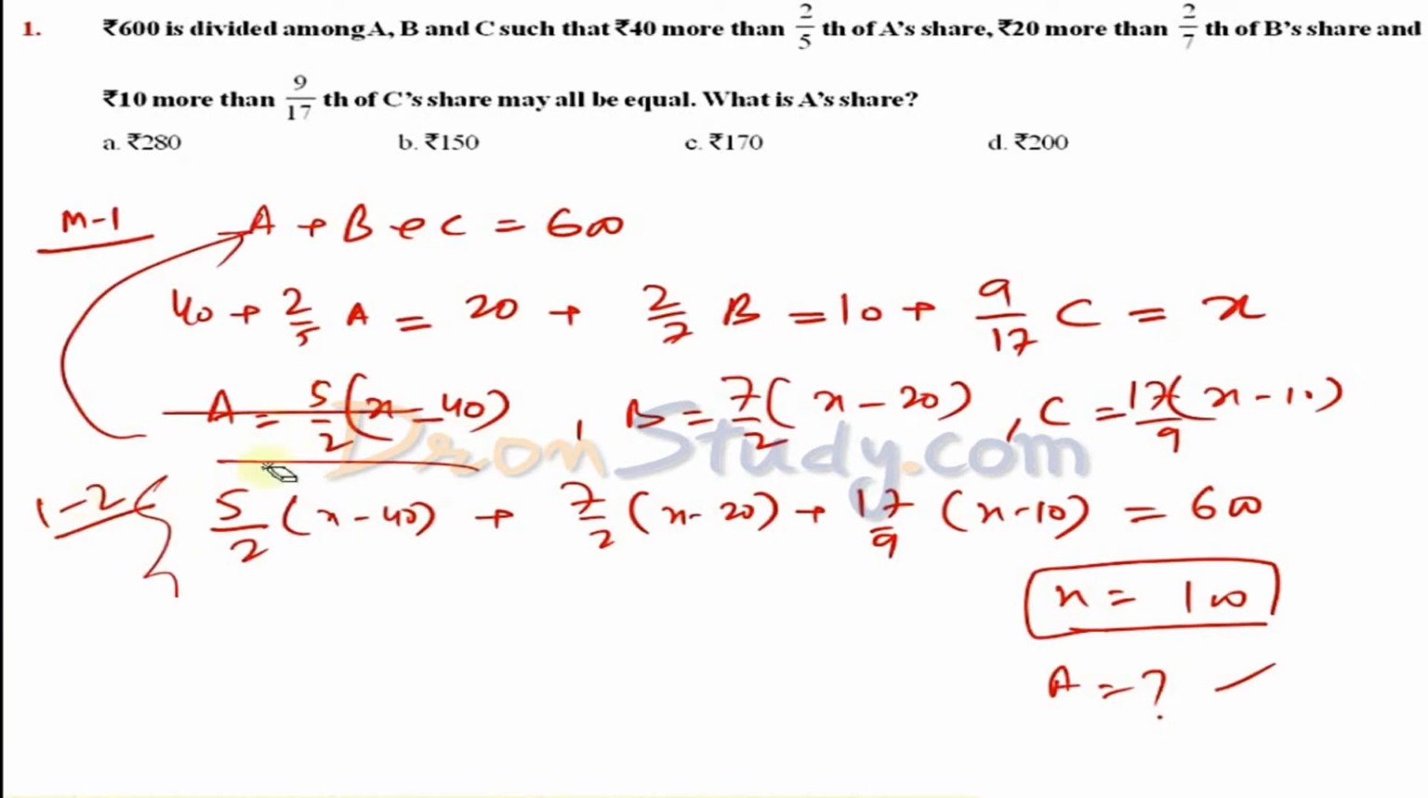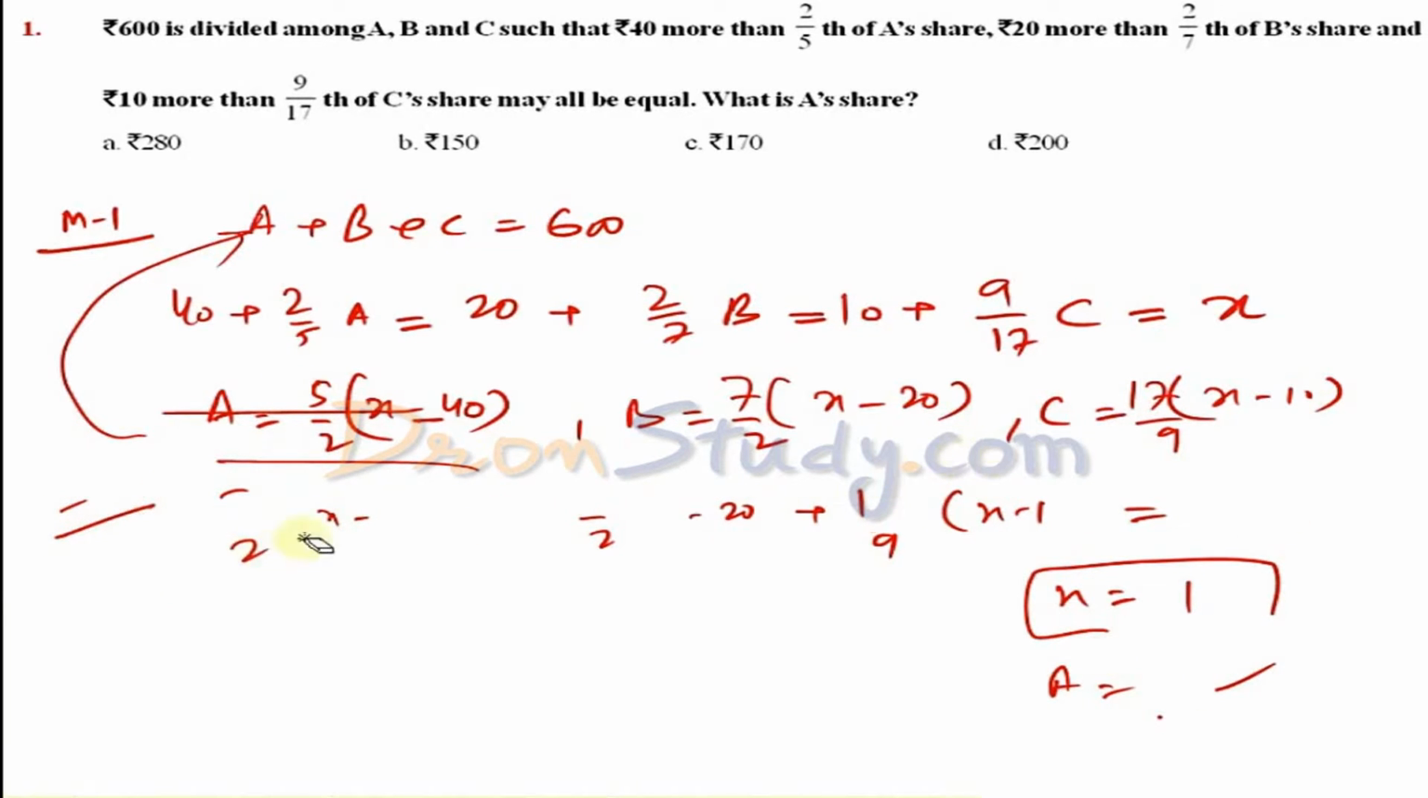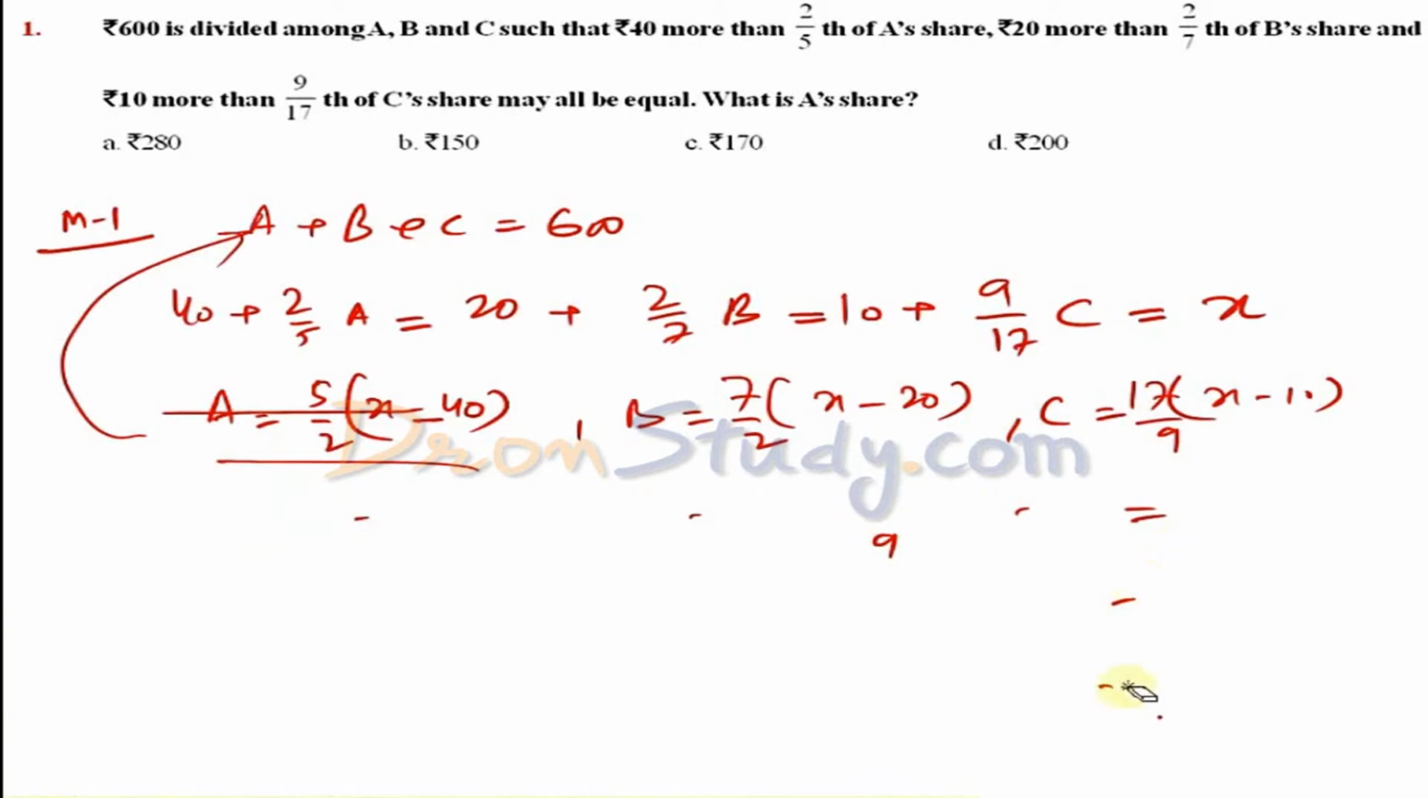Now the method is, okay, now see one more thing. It is given B by 7. So first of all check which option is divisible by 7. This option is divisible by 7. It may be the value of B.